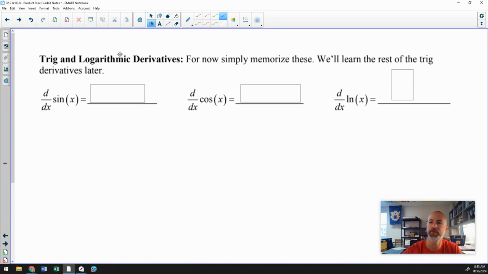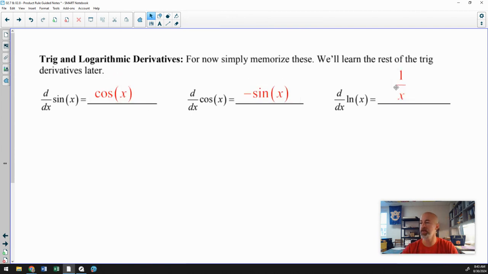These three derivatives are in the 2.7 section I was talking about, and I'm just going to show you these, and we're going to use these inside the product rule in some later examples. The derivative of sine x is cosine x, the derivative of cosine x is negative sine x, don't forget that negative, and the derivative of the natural log of x is 1 over x. We will talk about those in more detail later this year. So just memorize those for now, and we'll add to these memorized lists.